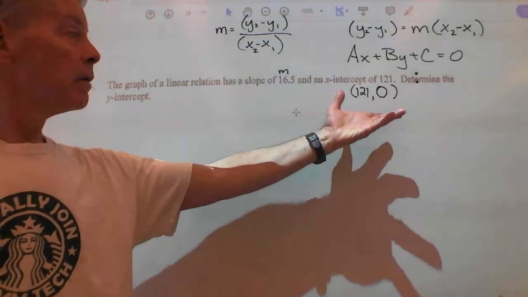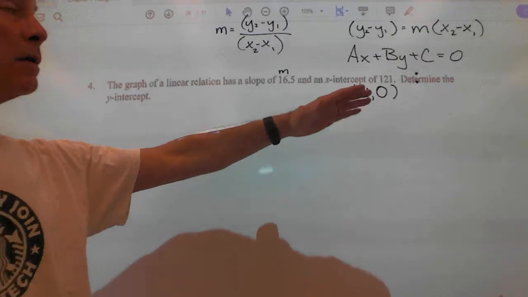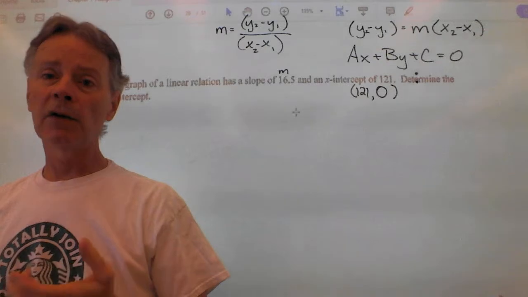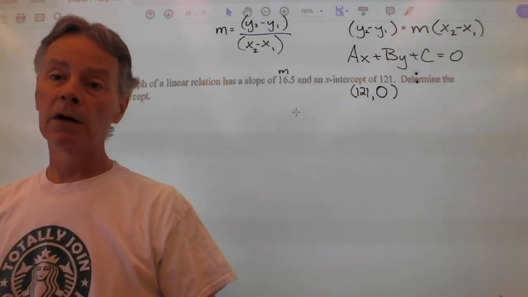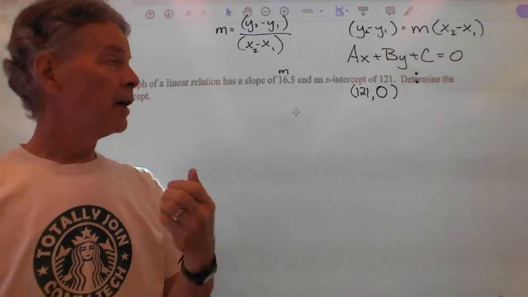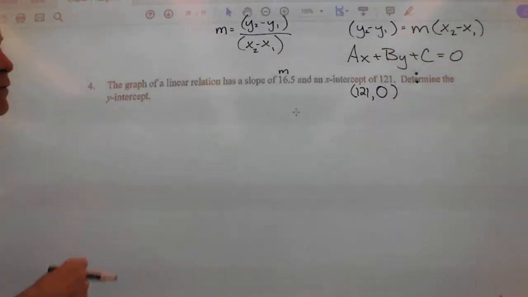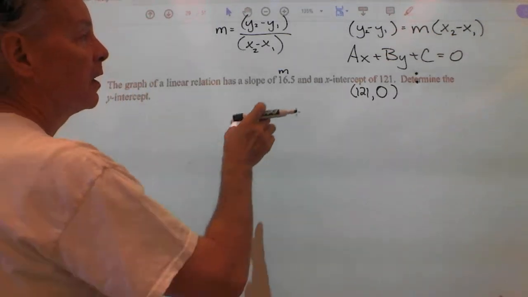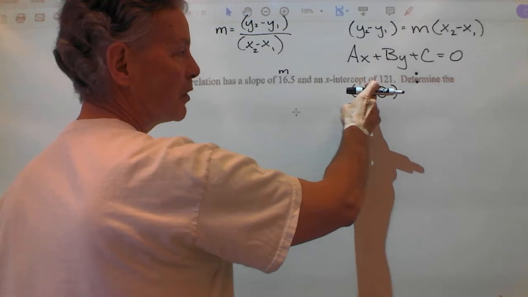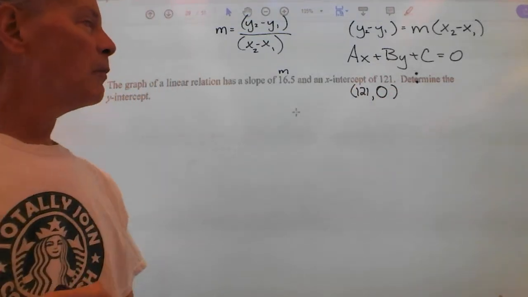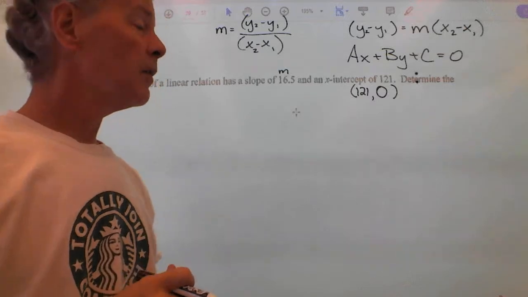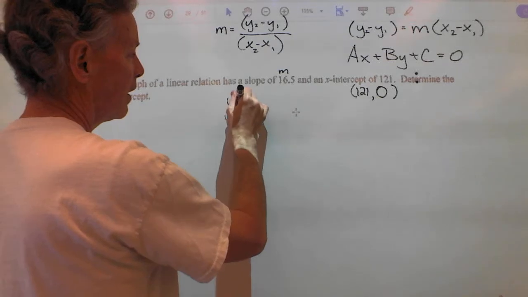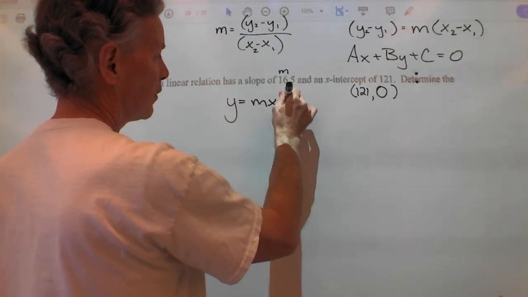So there's our point. We have the point, we have the slope. Now, if all they had asked us to do was write the slope point form, we'd be almost done. Unfortunately, they're jerks, and that's not what they've asked us for. They've asked us for the y-intercept. So there's a number of different ways we can do this. Probably the easiest is to take our slope-intercept form, y equals mx plus b.